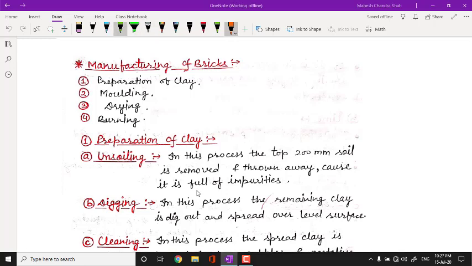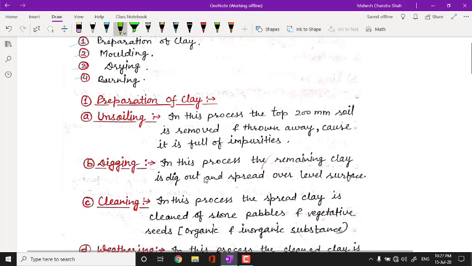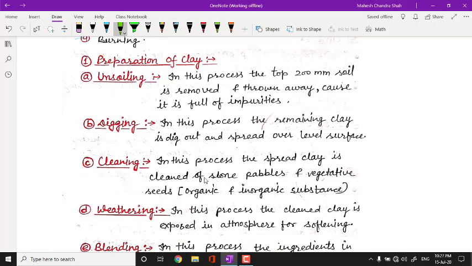The topic for today's lecture will be manufacturing of bricks. For manufacturing of bricks there are certain processes mentioned here. First is preparation of clay brick, second is molding, third is drying, and fourth one is burning. In preparation of clay, as you know, the basic material for brick manufacturing is clay. In preparation of clay there are certain steps which are to be followed.